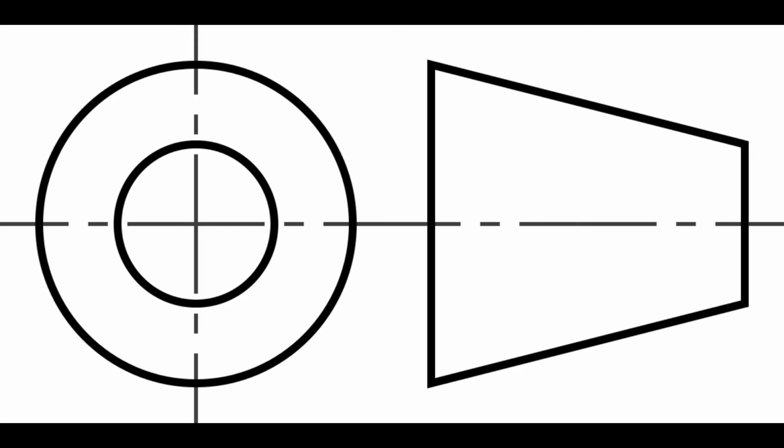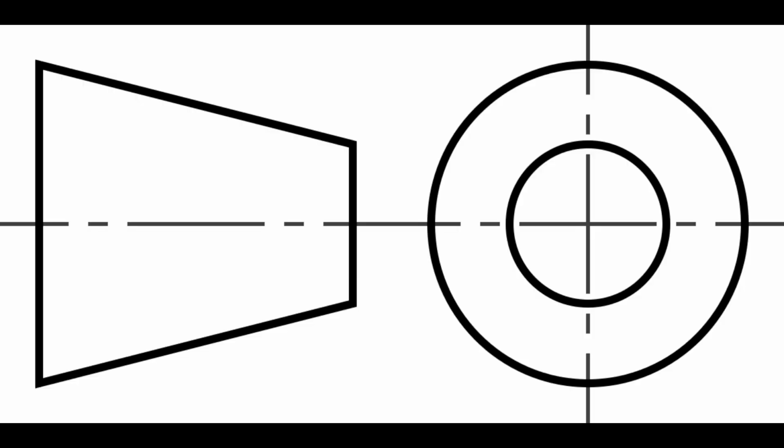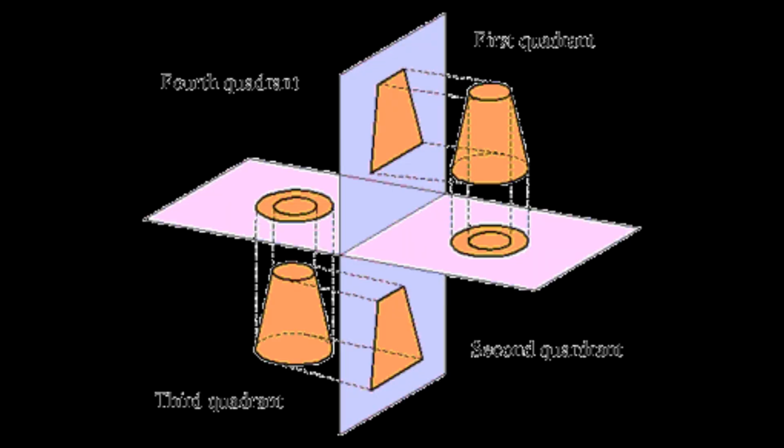We denote the first angle projection using this symbol, while we denote the third angle projection using this symbol. We can obtain these symbols by performing first and third angle projections of a frustum. A frustum is nothing but a truncated cone.